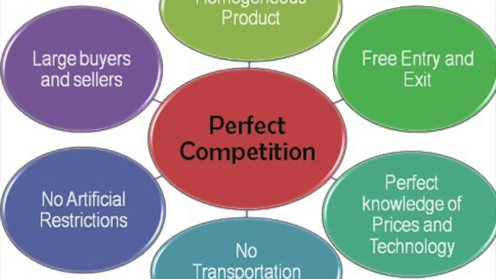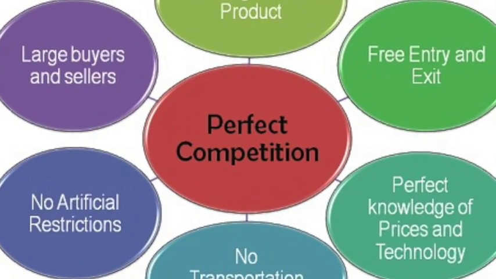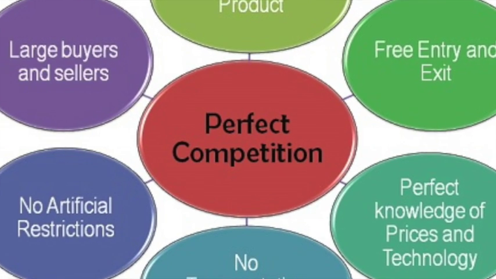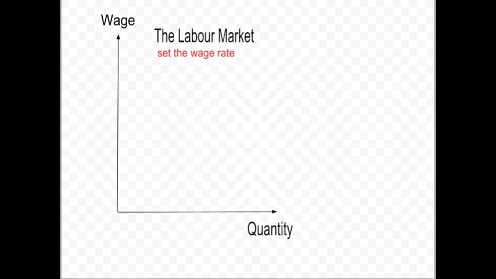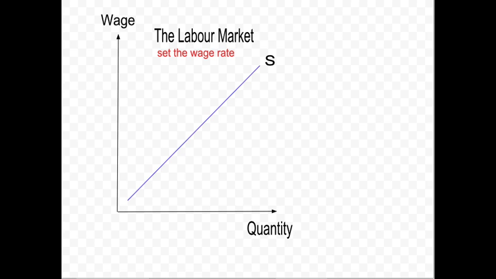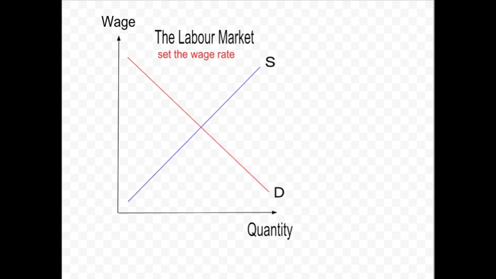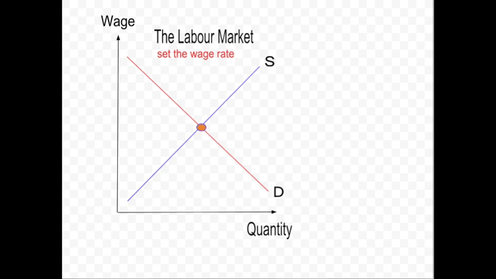In a perfectly competitive labor market, there are no boundaries to enter and exit. There are also many potential workers. Two side-by-side graphs are required. On both graphs, wage rate is on the y-axis and quantity is on the x. The labor market sets the wage rate. The labor market is your typical supply and demand graph. The wage rate is determined where supply and demand intersect.